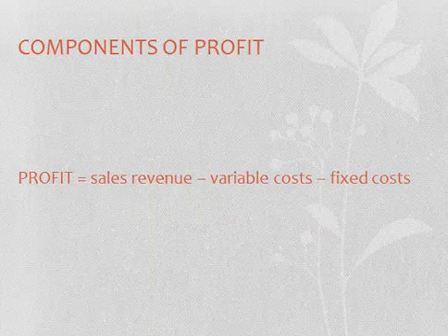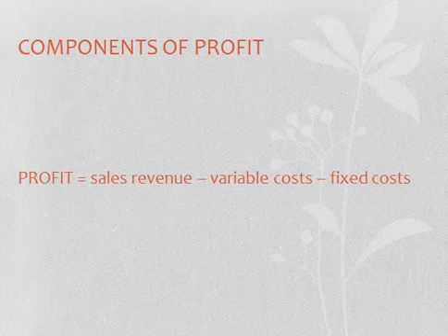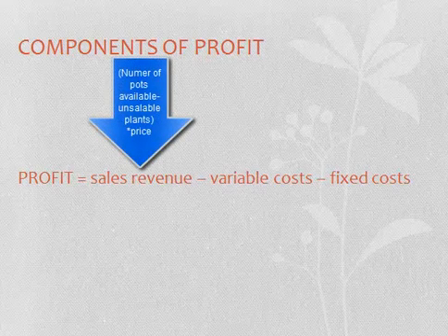So for any business to be viable, it has to turn over a profit. And we're going to look at the components of profit. Profit is equal to sales revenue minus variable cost minus fixed cost. Sales revenue is the number of units that you have for sale minus any that were unsellable times the price.